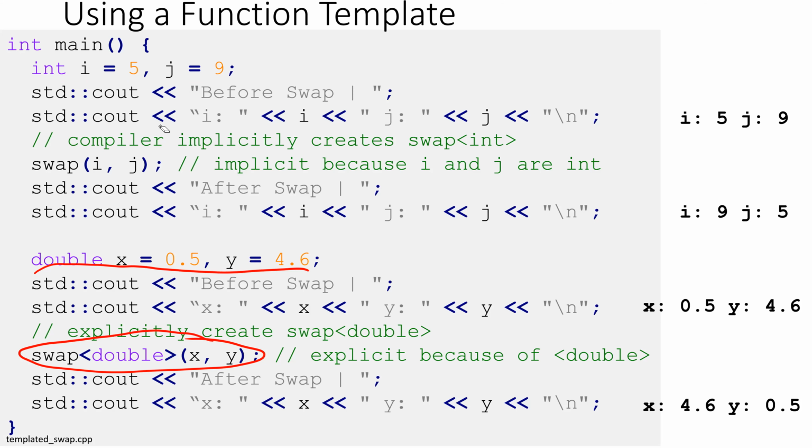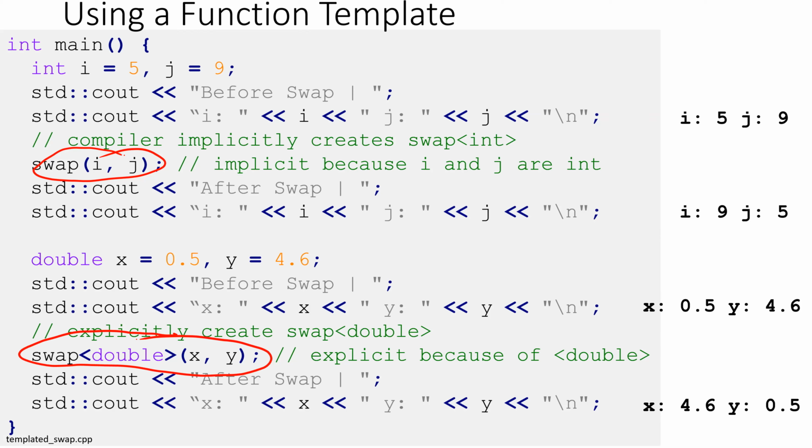So let me clear all this highlighting. Here I called swap. I didn't tell the compiler which version. I didn't say int, I didn't say double, I just said swap. The compiler figures out, well, i and j are both integers, so I should make the integer version of swap and call it. So it works fine. Down here, I told it I want to call the double precision version, and I told it that with, again, angle brackets. The angle brackets are how you specify types to templates.